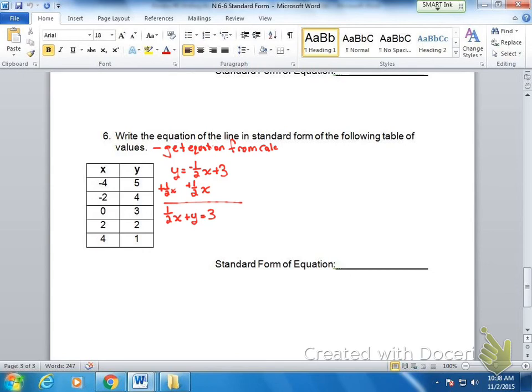Now, that's pretty close to standard form, but a cannot be a fraction. So to clear that, I'm going to multiply everything by the denominator. 2 times 1/2 x gives me 1x. 2 times y gives me 2y. And 2 times 3 gives me 6. So I can just rewrite that over here on my line. 1x plus 2y equals 6.